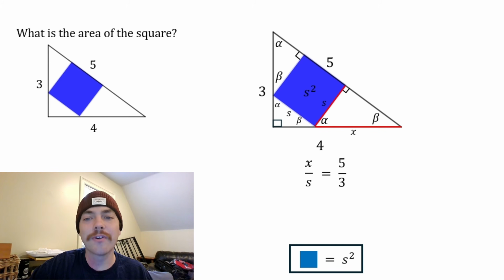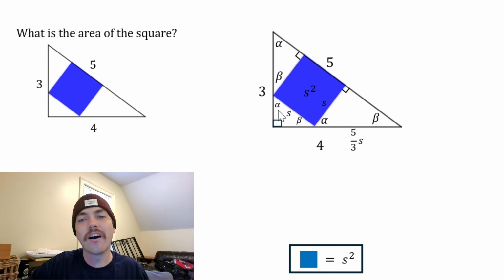We can now solve for x by multiplying both sides by s. On the left, our s's are going to cancel, and we're going to be left with just x. And on the right, we're going to have 5/3 s. So x equals 5/3 s. Let's substitute that in up here. Now we can clean all this up. Now let's focus in on this triangle right here.